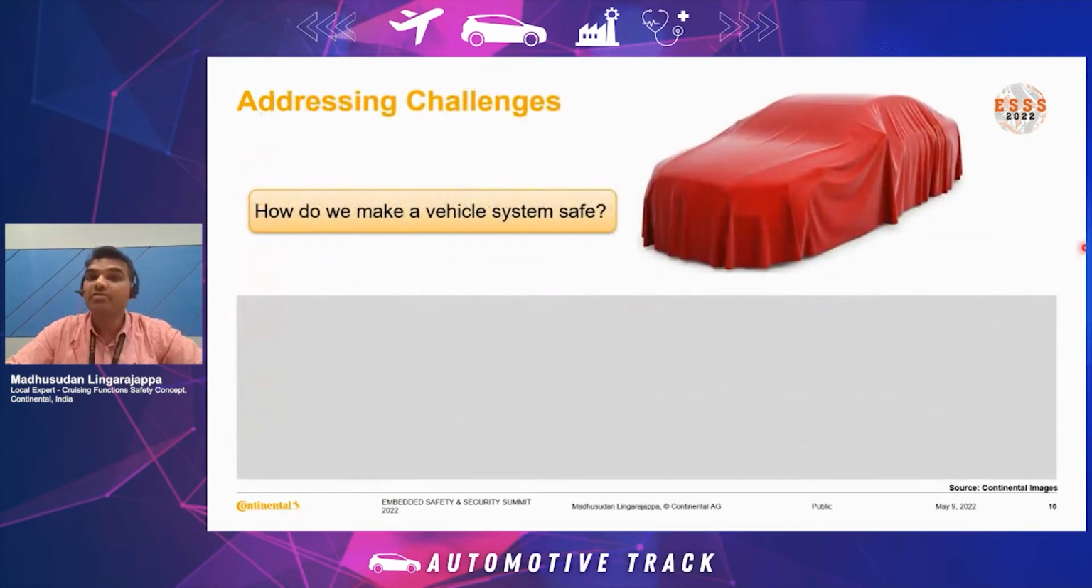So how do we make a vehicle system safe? It is very simple for us, right? Since we are more prone to accidents and risk, we can lock our vehicle in the garage and keep it there. This way we are very safe. Can we do this? No, right? Since we are more prone to accidents or losses, we cannot lock our vehicle in the garage. It is a most essential part of our life. Then, how do we make a vehicle system safe?